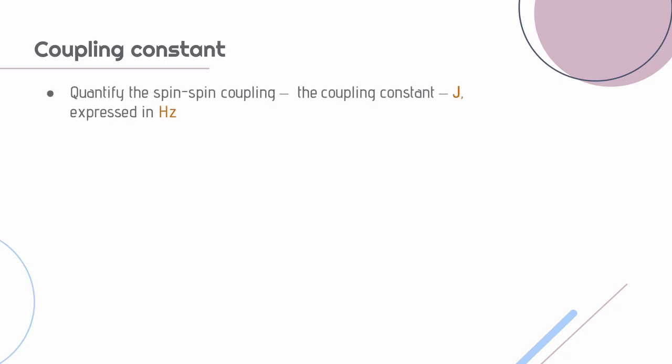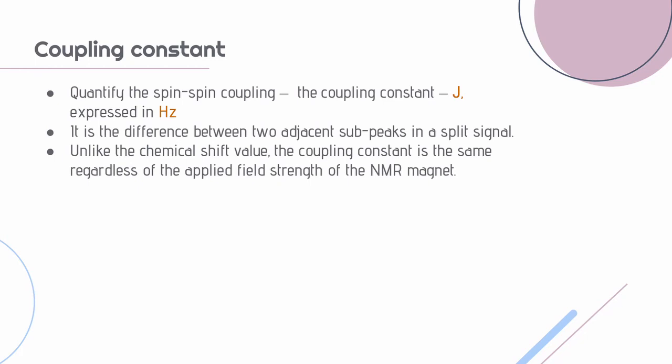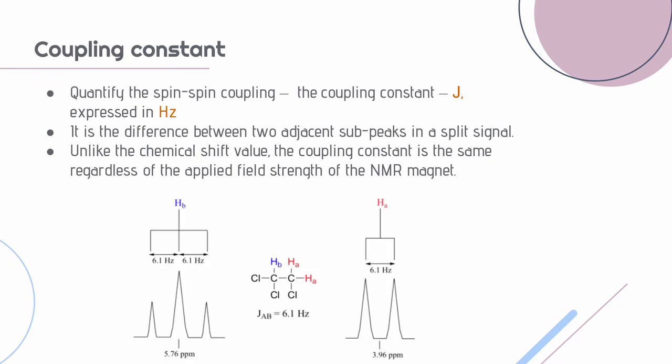To quantify the spin-spin coupling, we introduce the coupling constant J, which is expressed in Hertz. It is actually the difference between two adjacent subpeaks in a split signal. We know chemical shift is dependent on the applied magnetic field, but coupling constant is independent of the applied magnetic field. Let's understand with an example. This example has a coupling constant of 6.1 Hz. So the difference between any two peaks, singlet or doublet, is the coupling constant value, 6.1 Hz.